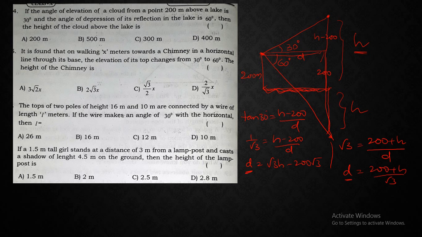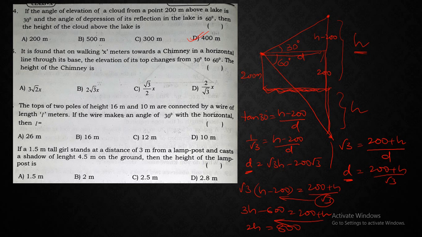So this is d and this is also d. Since both are d's, both are equal, right? So based on that, root 3 into h minus 200 is equal to 200 plus h by root 3. When I cross multiply with root 3, this becomes 3, so 3h minus 600 is equal to 200 plus h. Now when I transpose this h, it becomes 2h is equal to minus 600, if I transpose it becomes 800, so h is equal to 400. So the height of the cloud is 400 meters, right?